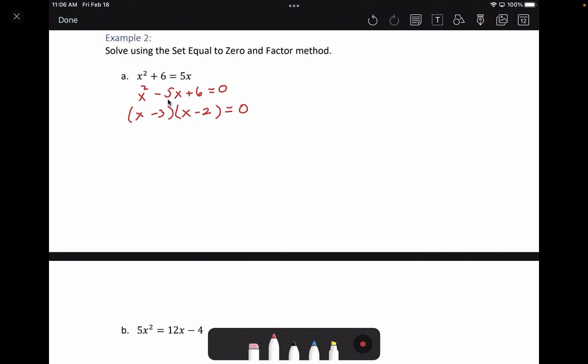From here, we use the zero product property to set each factor equal to 0. And from here, we have 2 simple equations to solve. X equals 3 and x equals 2.